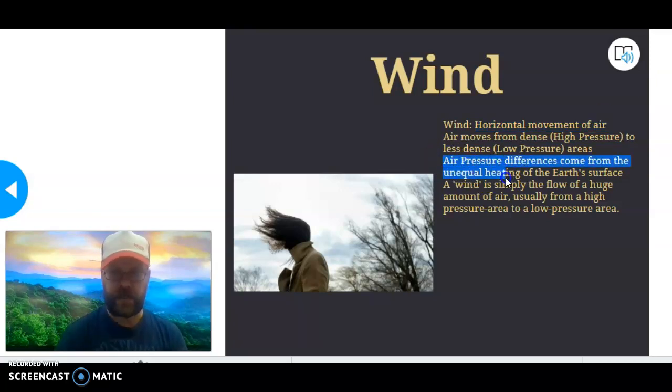Air pressure differences come from the unequal heating of the Earth's surface. This is a spot where I would most definitely pause the video and jot that down. It's one of those things that you're going to see over and over and over again. The reason why we have high pressure, the reason why we have low pressure, is because the Earth is heated up differently in different places. That starts all of the different global winds that we are about to talk about here very, very soon. So just understanding that the unequal heating of the Earth's surface is the reason why we have differences in air pressure, and because we have differences in air pressure, that's why we have global winds.